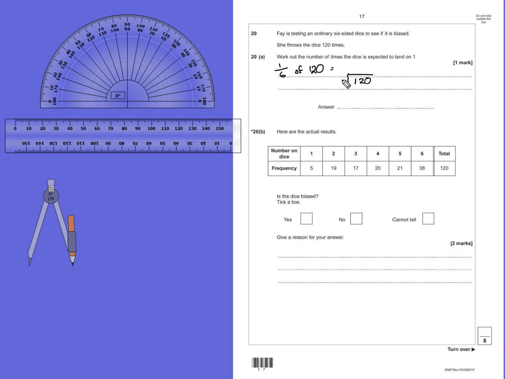divided by 6. 6's into 1 is 0, with that 1 carried across. 6's into 12 is 2, nothing carried across, and nothing. So we would expect that 20 times that dice should land on the number 1.